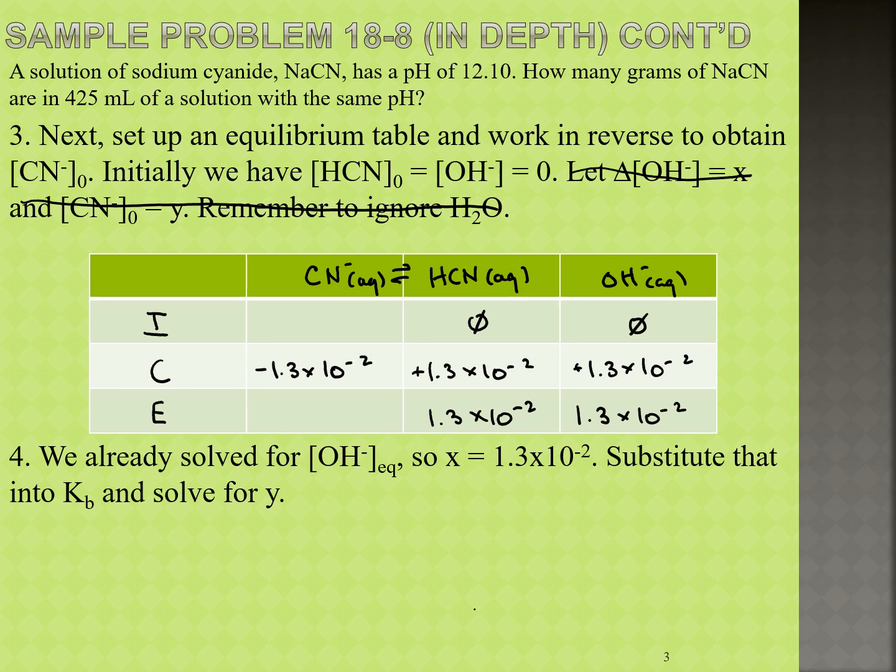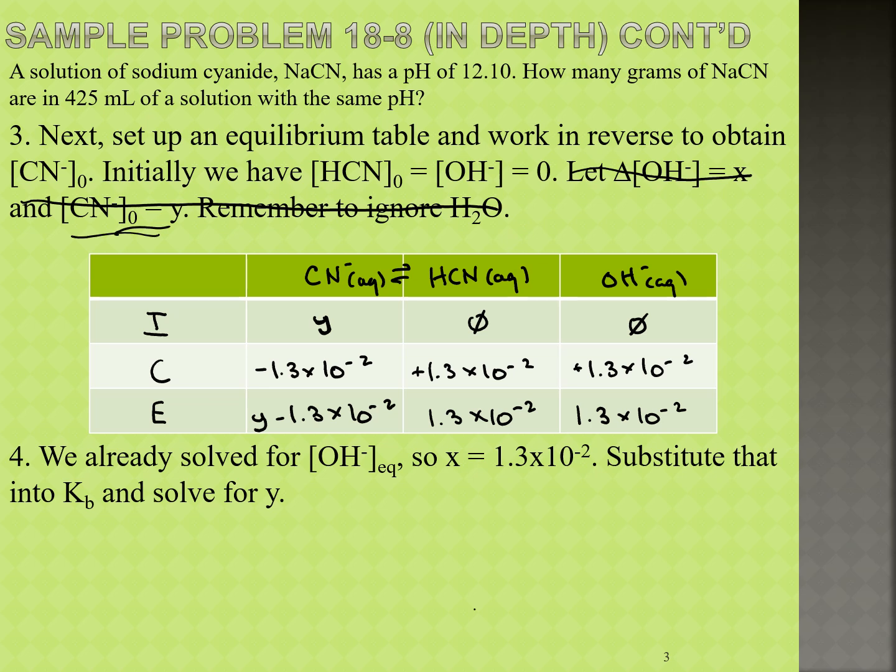All right, well, I don't know what my initial cyanide concentration was. Up here it says, why don't we call it Y? We can go ahead and call it Y. We can call it anything. Let's just call it some unknown. It could be X if you like X. Y minus 1.3 times 10 to the minus second there.